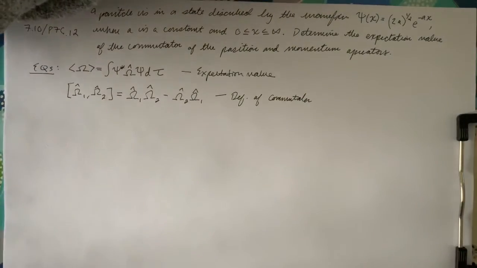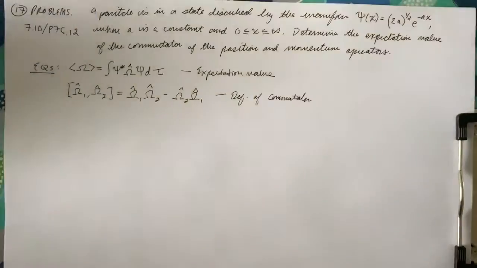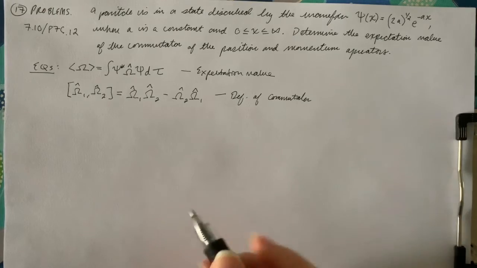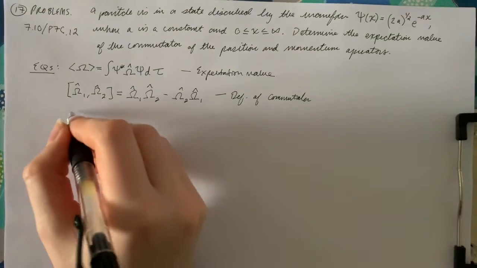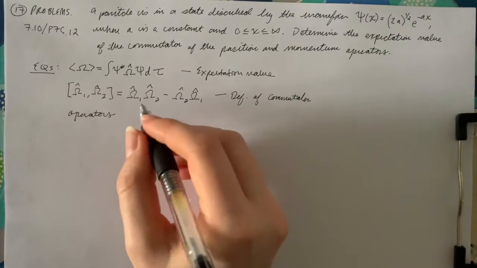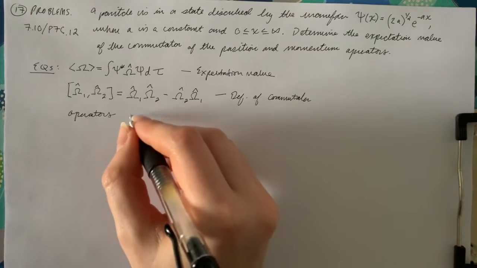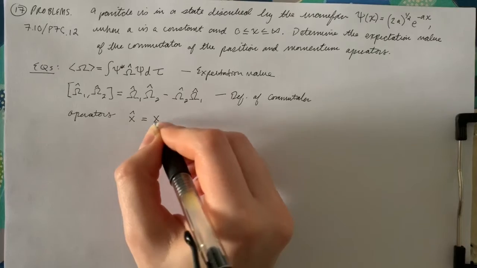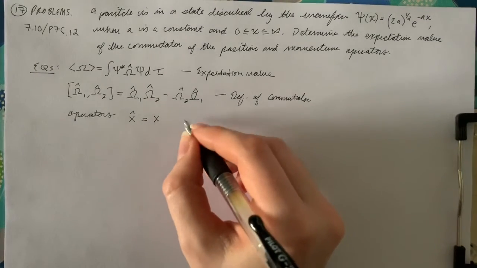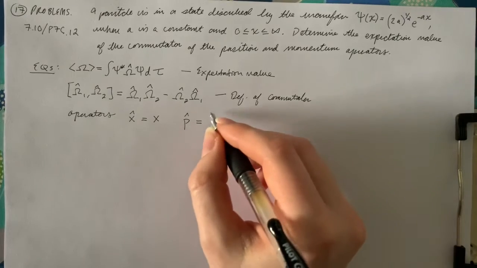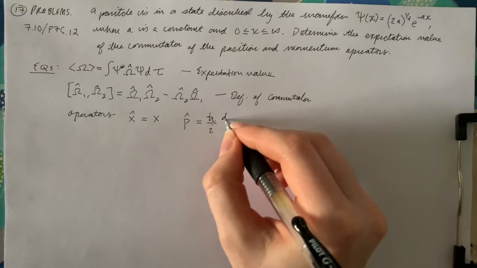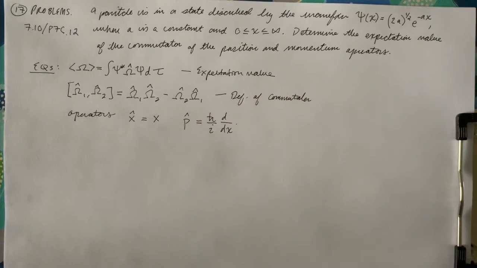It's a little wiggly. Hold on one second. Okay, see if that's better. And then I'm also going to write down our operators, so we have them for reference. So the operator for position is just multiply by x. The operator for momentum is multiply by h bar over i times the derivative of the wave function.